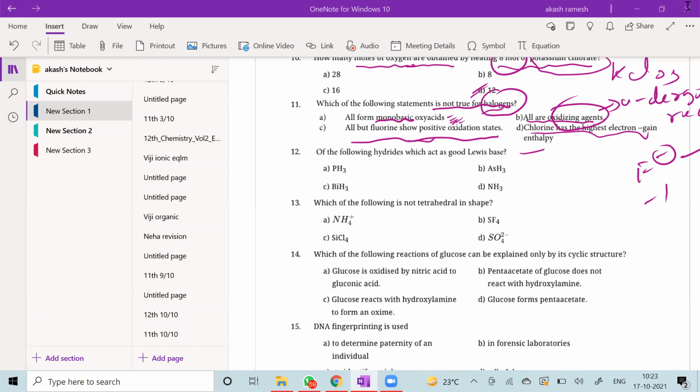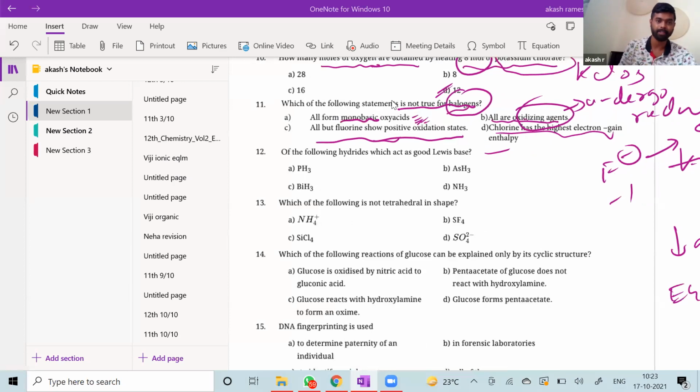So I don't think we have an answer key. Sorry? I don't think we have an answer key yet. Oh, you don't have the answer key yet? Okay, fine, chill. So this question is wrong. You will get the marks for this question. All the statements are correct.